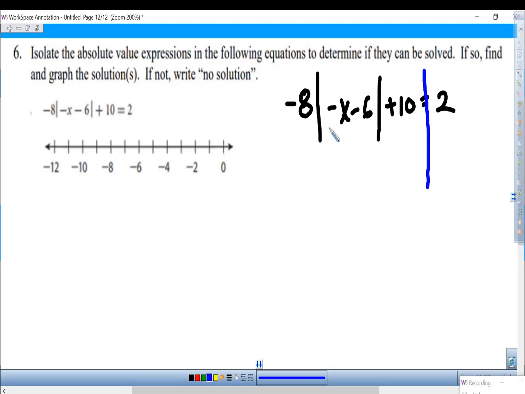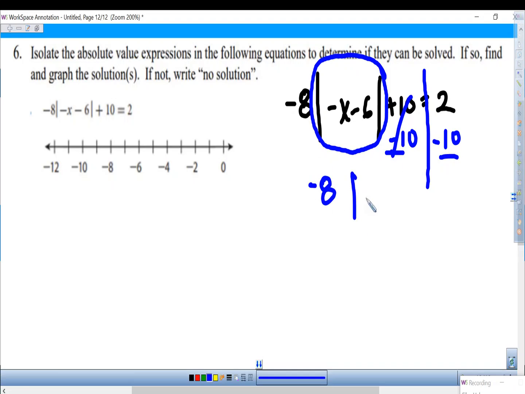We need to leave the absolute value by itself. So circle the absolute value. And we need to get rid of everything that's around it. What's around it? The multiplication of negative 8 and addition of 10. So I'm going to start with addition. So how do I get rid of that 10? Minus 10, minus 10. We're left with negative 8 times the absolute value, negative x minus 6, equals negative 8.